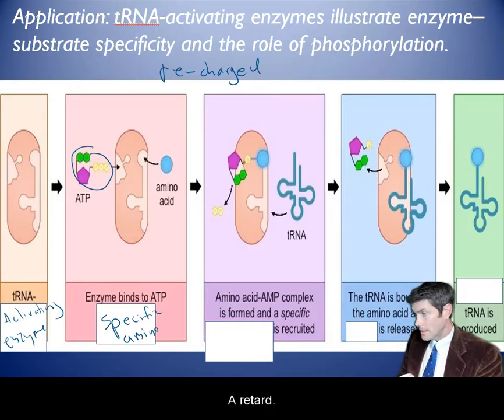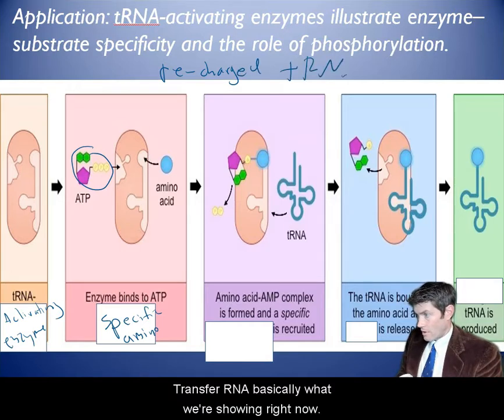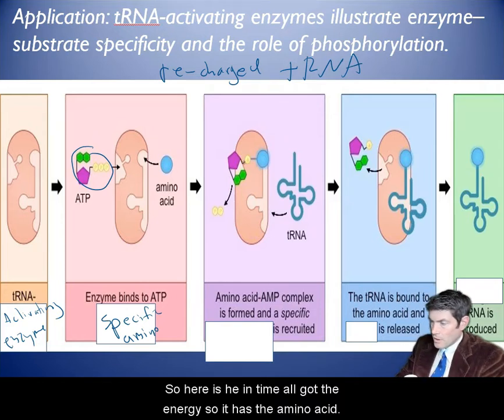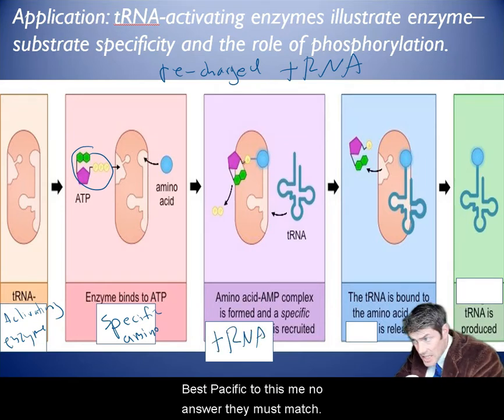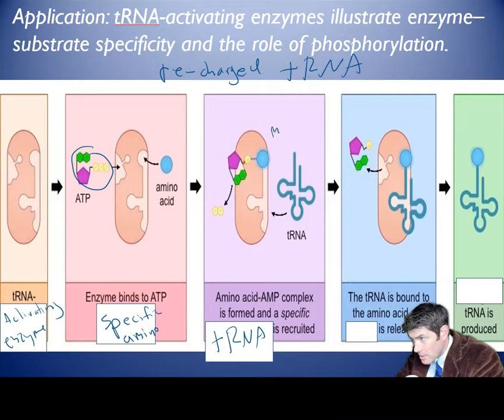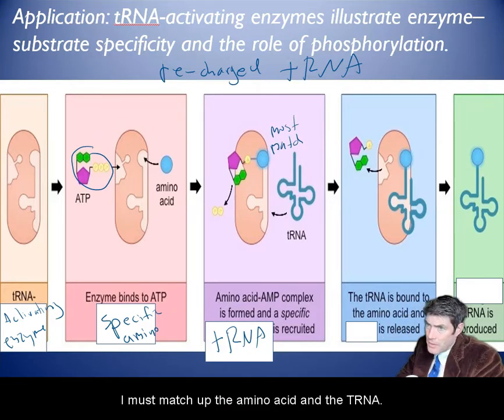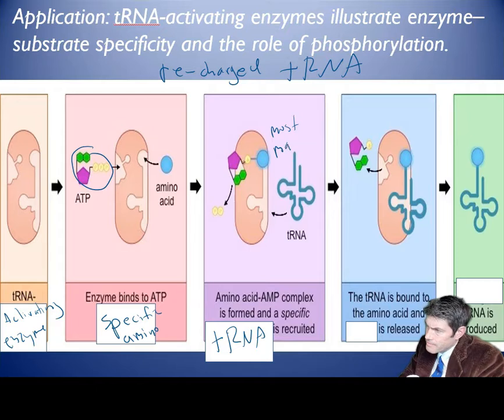So recharged transfer RNA basically is what I'm showing right here. So here is the enzyme. Oh, it got the energy. Oh, it has the amino acid. Now it's got to join with a specific transfer RNA that's specific to this amino acid. They must match. Must match up the amino acid and the tRNA.